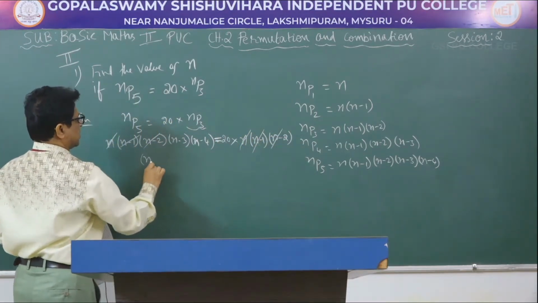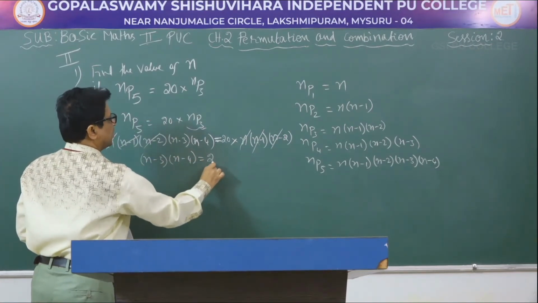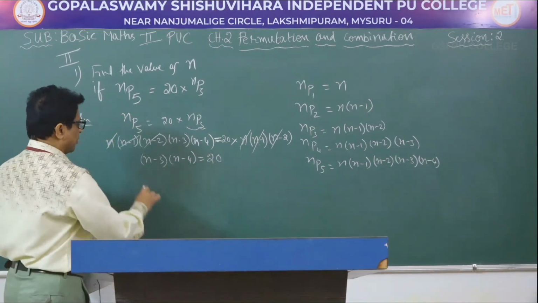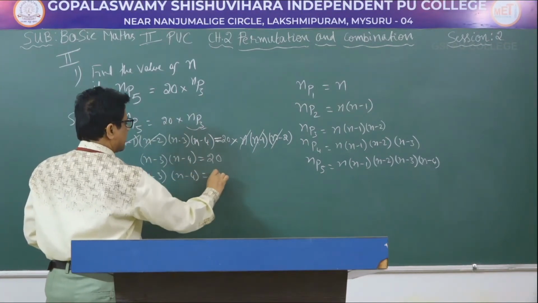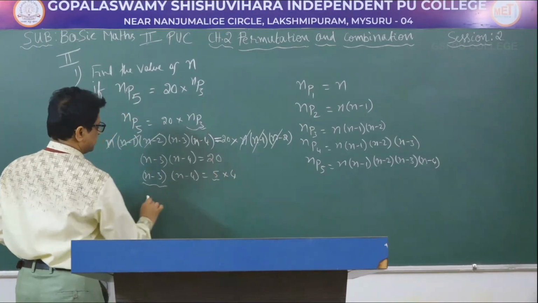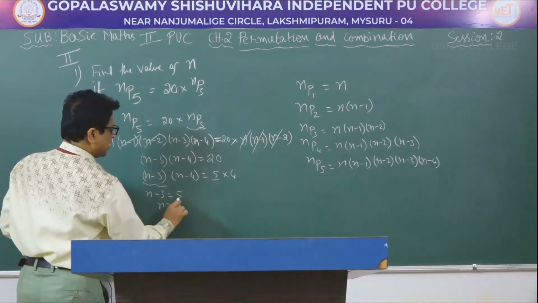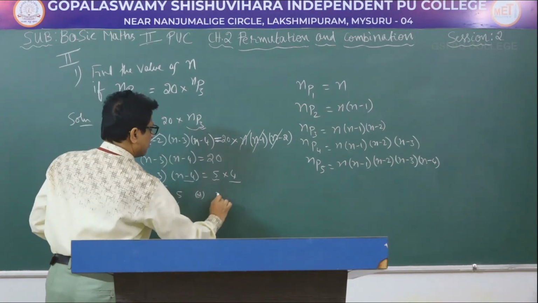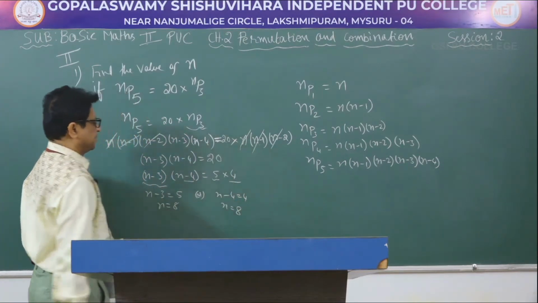So, the remaining terms are (n minus 3) into (n minus 4) is equal to 20. 20 can be written as 5 into 4, that is (n minus 3) into (n minus 4) is equal to 5 into 4. So, if we equate n minus 3 is equal to 5, so n is equal to 8, or n minus 4 is equal to 4, n will be equal to 8.